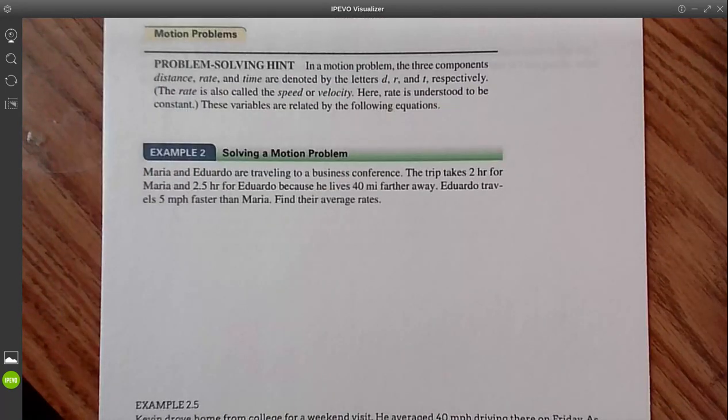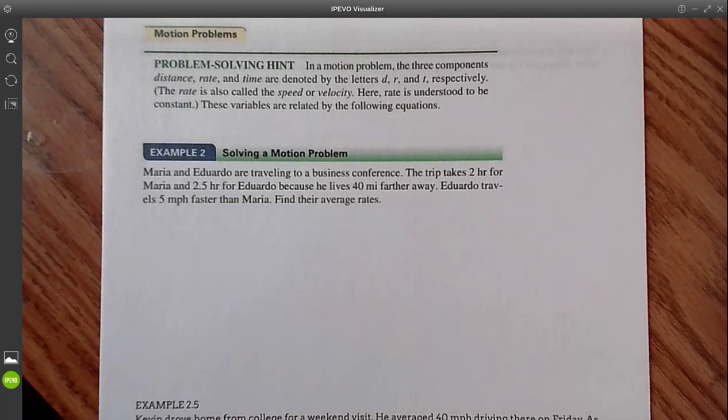Motion problems. In a motion problem, the 3 components, distance, rate, and time, are denoted by the letters d, r, and t respectively. The rate is also called the speed or the velocity. Here, in these problems that we're going to be doing in this section, the rate is assumed to be constant.